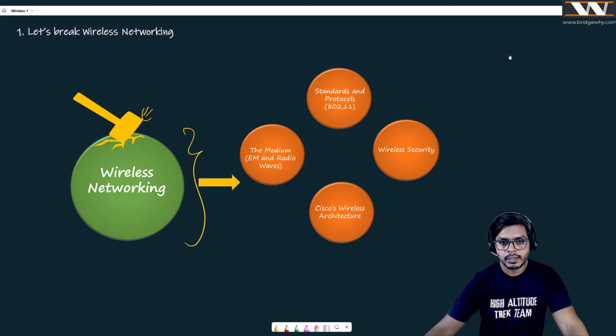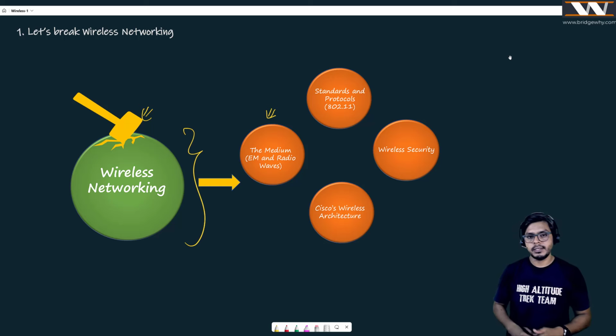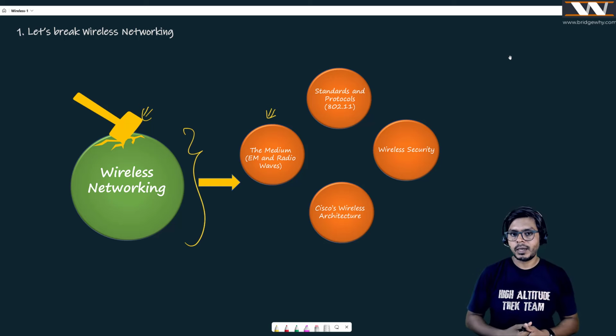Number one is the medium, the invisible one, right? And that is where most of the network engineers have some issue, right? Because we don't see anything, right? But we need to understand this medium.